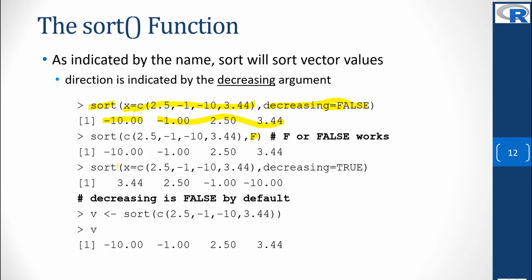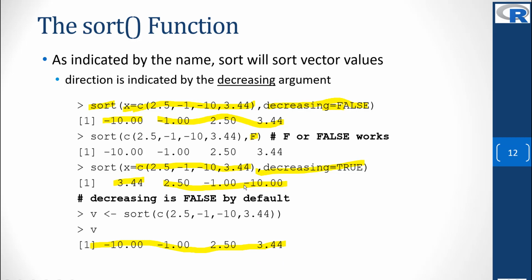If we want to change and go with a decreasing sort, here we're specifying a vector, and we're decreasing, and so we start with the highest value, we go down to the lowest. By default, decreasing is false, so if you don't specify it, you're going to get an increasing sort order.